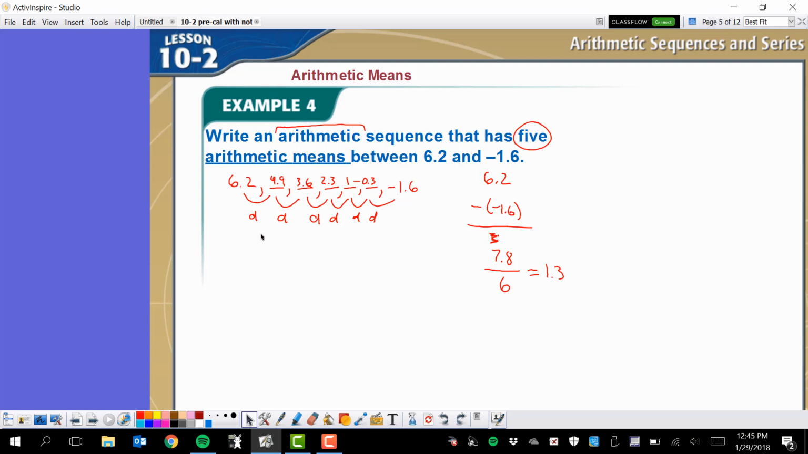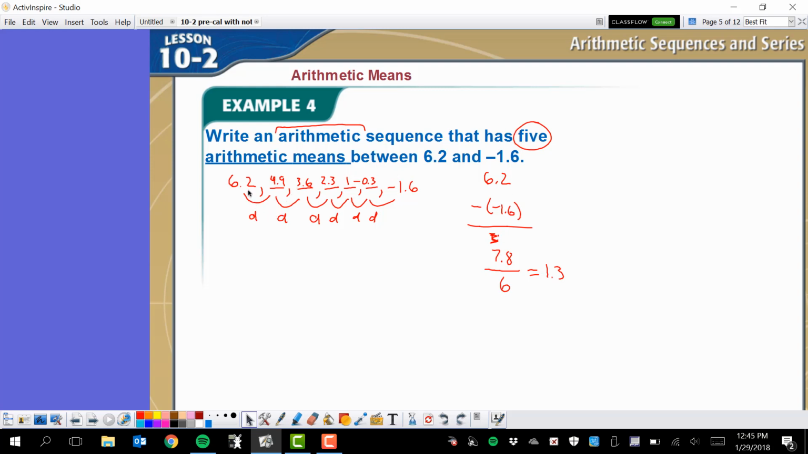So the way that I figured out the common difference here is I figured out how far apart 6.2 and negative 1.6 are. I did that by subtracting. When I do 6.2 minus negative 1.6, I get 7.8. Okay, so then I do 7.8 divided by 6 to get 1.3. Now, if you're like me or a lot of the students in class that were here for this lesson, you might be curious, why aren't we dividing by 5 since there's 5 arithmetic means?